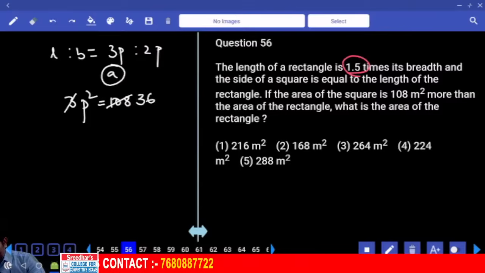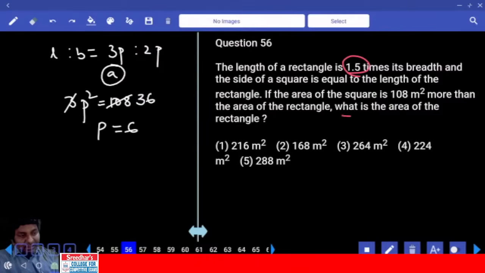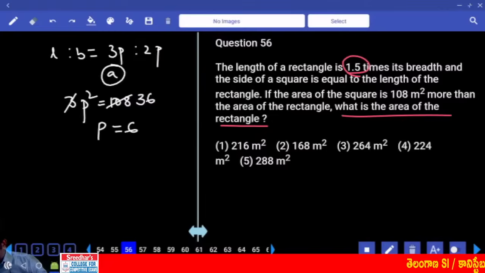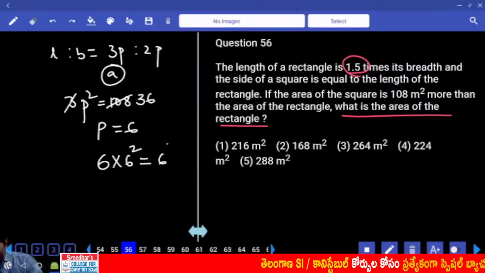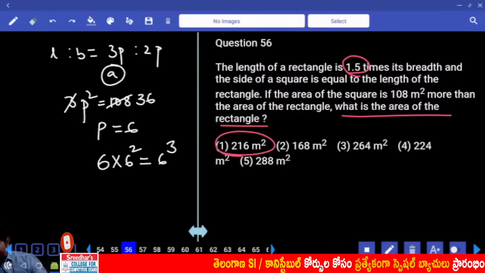If p square is equal to 36, p will be 6. Now the question is to identify the area of the rectangle. Area of the rectangle, how much did you say? 6p square, meaning 6 cube only. That means 6 cube is our answer, which is 216.